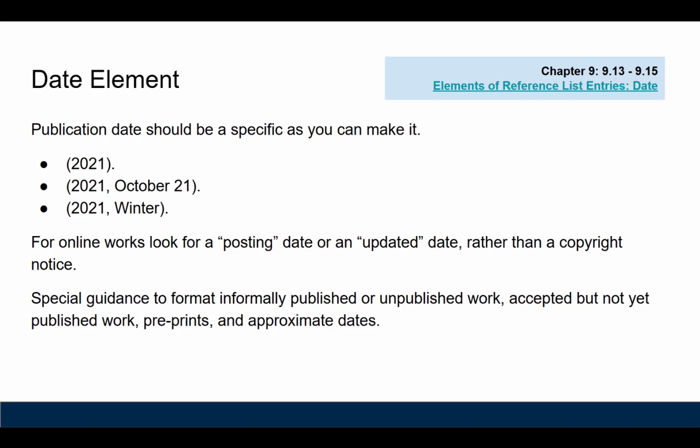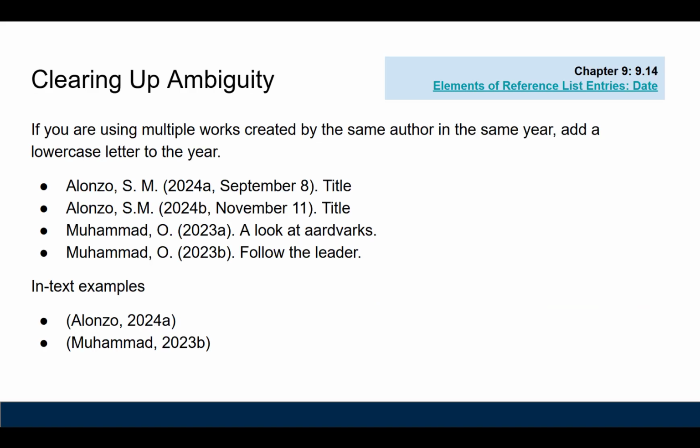APA provides some specific formatting for information from less common works like unpublished works, preprints, and older works with approximate dates, so check the manual for those. Because the reference entry contains the most complete and unambiguous data about a work, you need to add some notation to clear up any possible points of confusion.